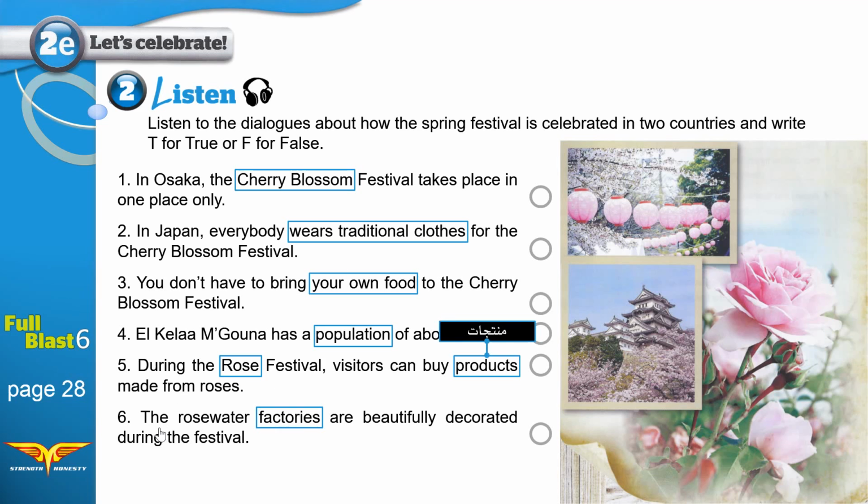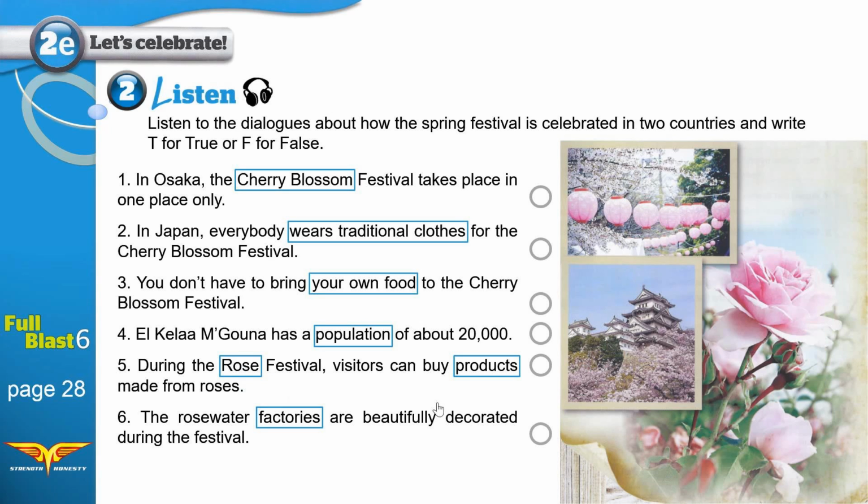6. The rosewater factories are beautifully decorated. Factories are places where products are made. Where do people make products? They make them in factories. Are they beautifully decorated during the festival? True or false? Now I will play the recording. You'll listen and you put true or false.